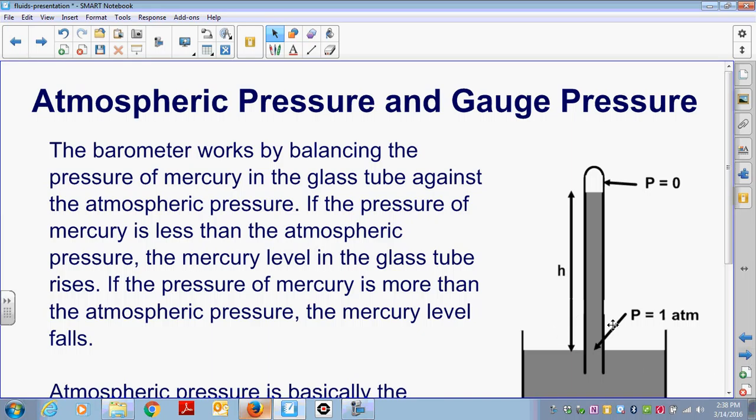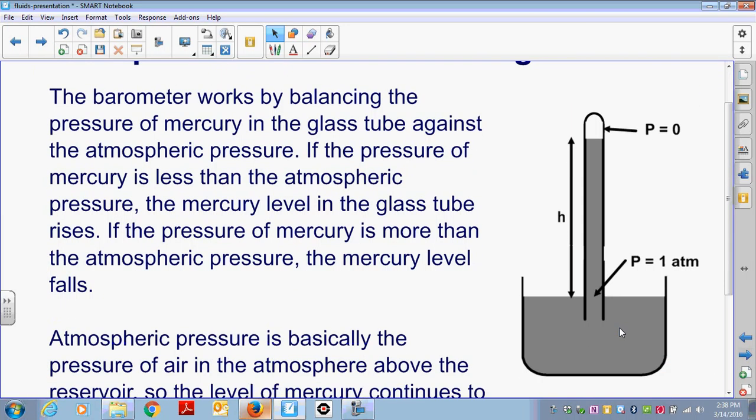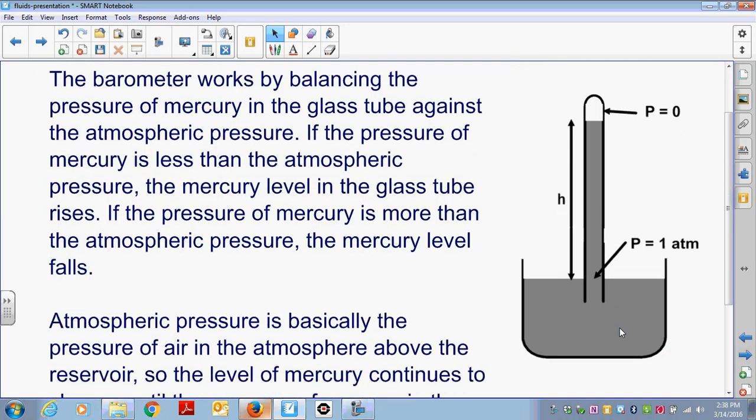The barometer works by balancing the pressure of the mercury in the glass tube against the pressure of the atmosphere. If the pressure of mercury is less than the atmospheric pressure, the mercury level in the glass tube will rise. And that's because the air pushing down on this is greater than this pushing back up. If the pressure of mercury is more than the atmospheric pressure, the mercury level falls. And that's because the mercury here will move up to match the atmospheric pressure of 1 atmosphere.